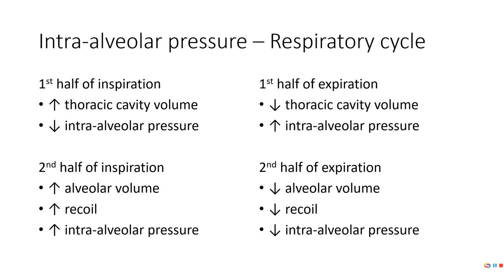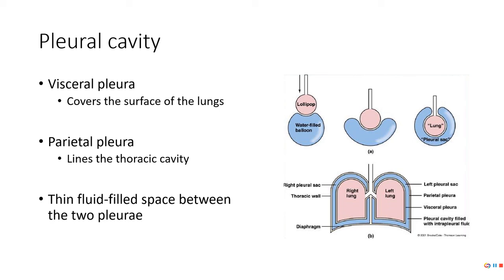The third one is intrapleural pressure. Now, before we talk about intrapleural pressure, it's important to know what we mean by the pleural cavity. Okay, so you have the visceral pleura that cover the lungs, the parietal pleura that lines the rib cage or thoracic cavity, and those two are essentially connected, and there's a space in between the two that is very thin and it's filled with fluid. We call this the pleural space.